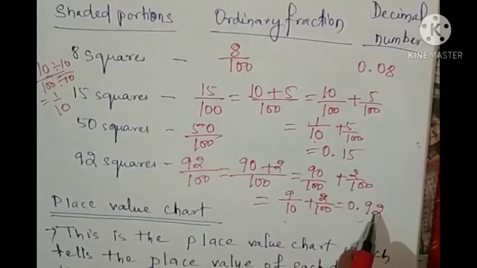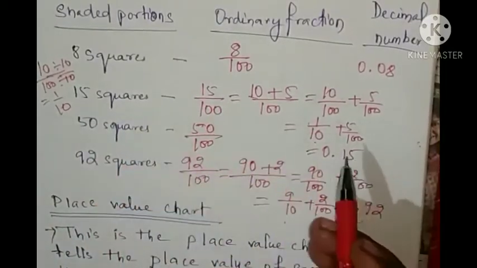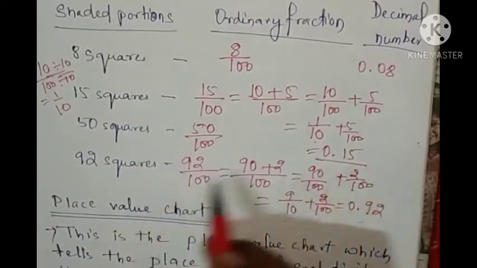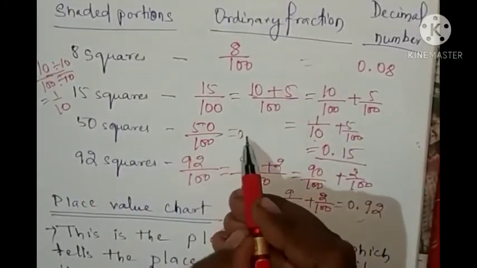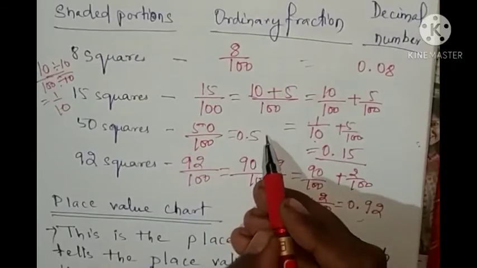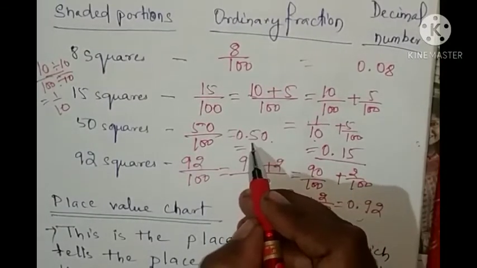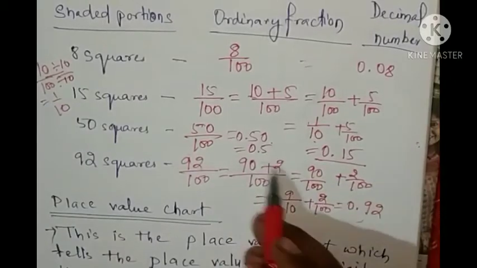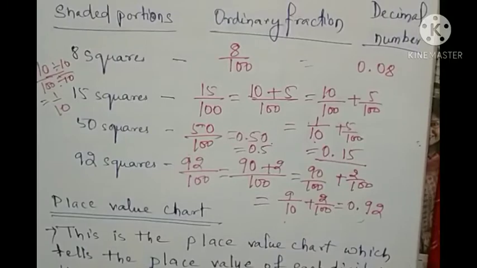So let's see. 8 squares means 0.08, 15 squares means 0.15. Then 50 squares means 0.5. You can write 0.50, that is 0.5. 92 squares means 92 by 100, 0.92.